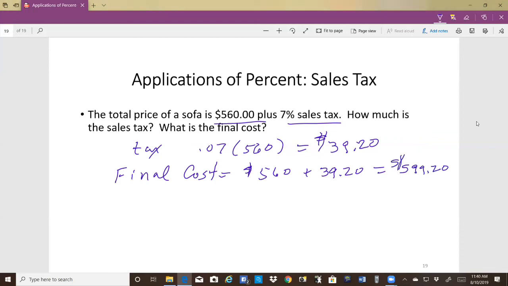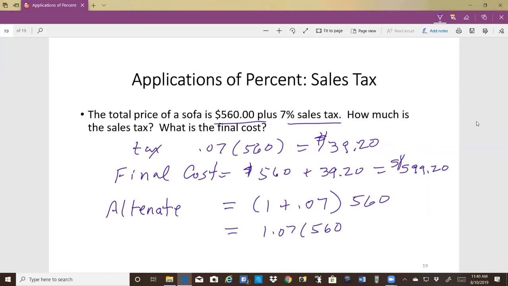$599.20. The alternate way of doing this is to take 1 plus 0.07, which is the tax rate, times 560, and that's 1.07 times 560, and we're going to get exactly the same number, $599.20.